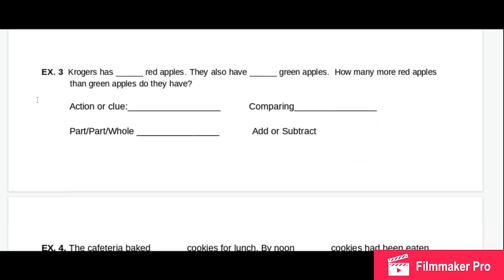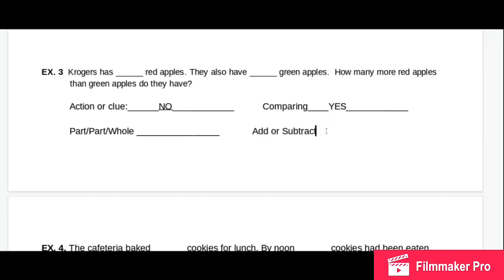So this problem says that Kroger has blank red apples. They also have blank green apples. How many more red apples than green apples do they have? Is there an action? No, there is not an action. We do not have people buying more apples. We do not have apples that are being taken away. Comparing, let's think. Kroger has red apples, we have green apples, and our question's asking how many more red apples than green apples do they have?